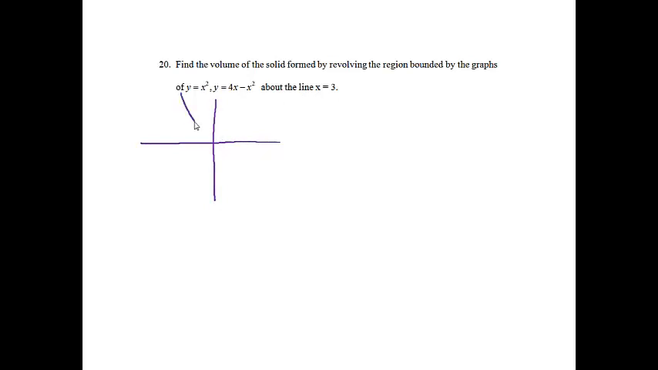Y equals x squared is going to look like this. I need to choose your calculator on this, so if you're not sure what it looks like, graph away. All right, this next one looks like that. So the area in question is right here. We would like to revolve it about the line x equals 3, which is actually the line right here. Since this is a vertical axis of revolution, we will be using the shell method.